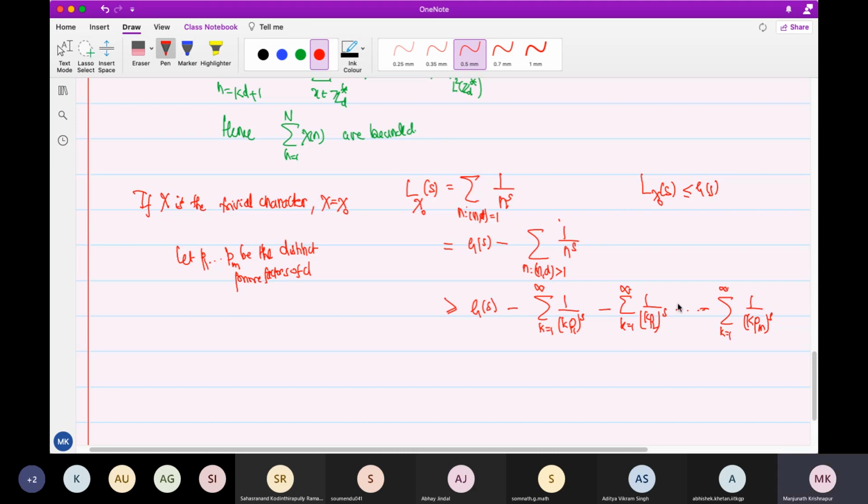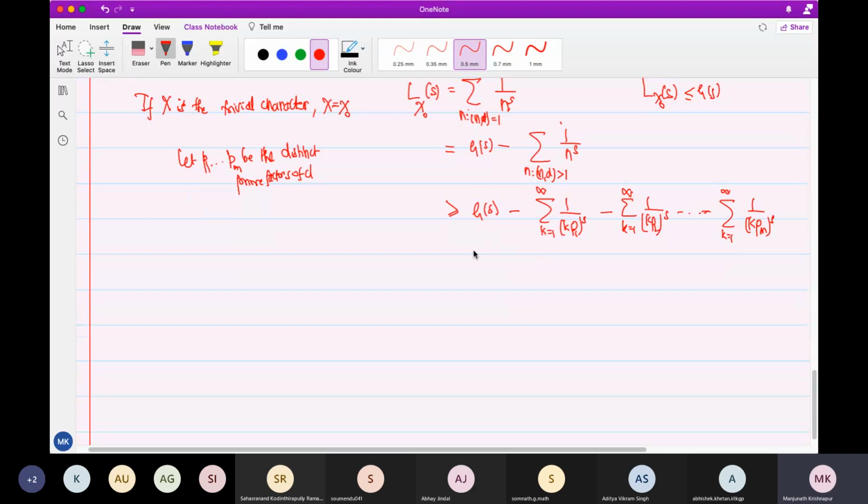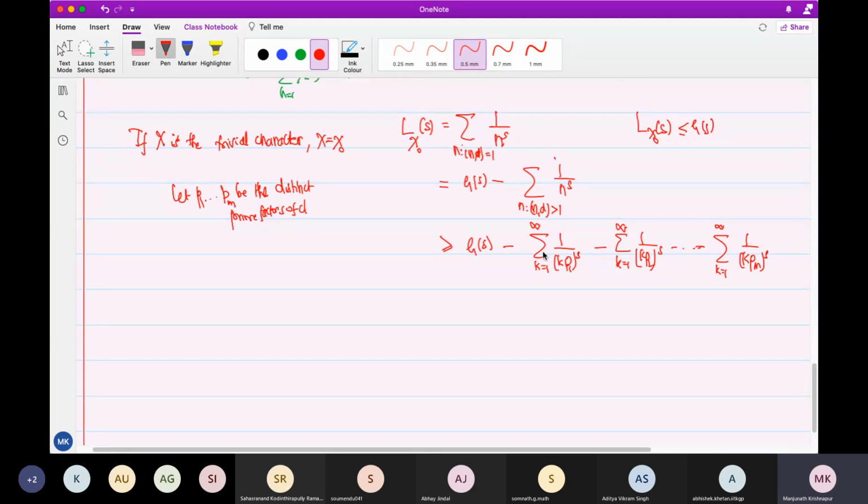So some terms occur in multiple ones of these. That's why this is not equal but unequal. So p1 p2 occurs here as well as here, whereas it should be subtracted only once. So, well, you can do an inclusion exclusion if you want. In fact, we'll find exactly how this is related to the zeta function. If you do an inclusion exclusion, you will get an actual identity expressing L as a multiple of zeta with something. Okay, but I don't want to do that at the moment.